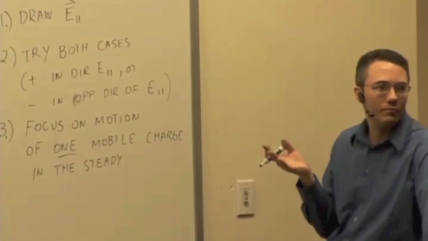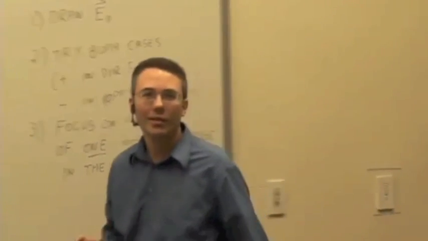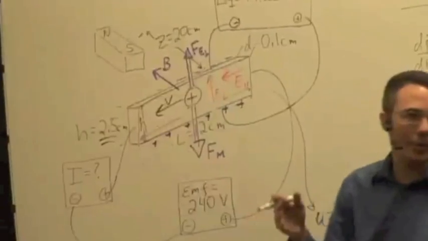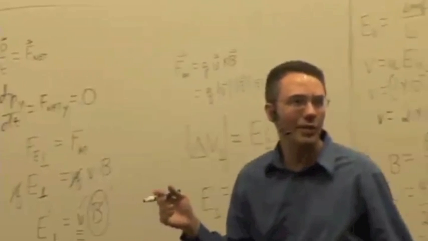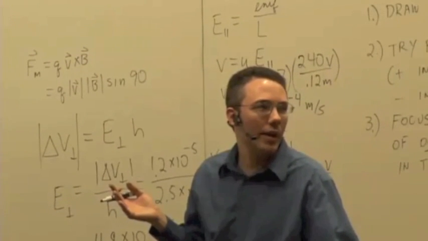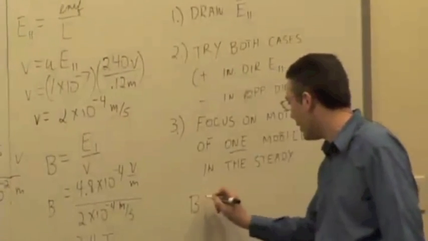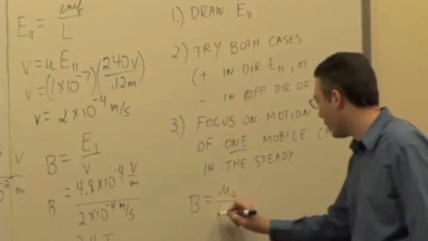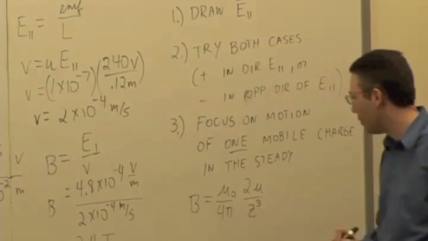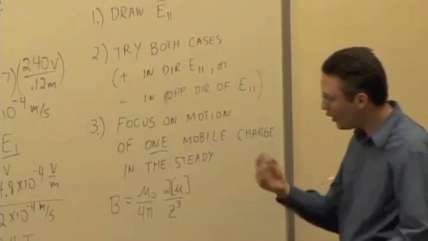How do you relate the magnetic field to the dipole moment? Anybody remember the formula for the magnetic field due to a magnetic dipole? Depends on what's the distance dependence. R squared, R cubed, right? It's this 1 over R cubed dependence. Remember this? B is equal to mu naught over 4 pi times 2 mu over the distance cubed. So mu here is the magnetic dipole moment, essentially the strength of the bar magnet.